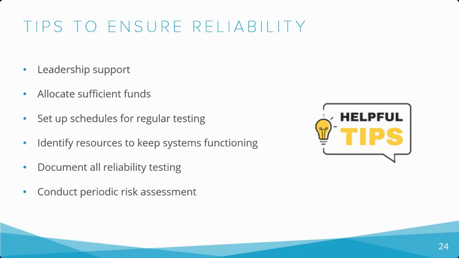Get IT leadership support for reliability programs. Allocate sufficient funds for reliability testing in budgets. Set up a schedule for regular testing. Identify resources to keep systems functioning at optimal levels, such as spare parts, backup power systems, and backup of data and software. Document all reliability testing activities and compare previous reports with the current performance to identify opportunities for improvement. Conduct periodic risk assessments to identify potential threats which could affect system reliability.